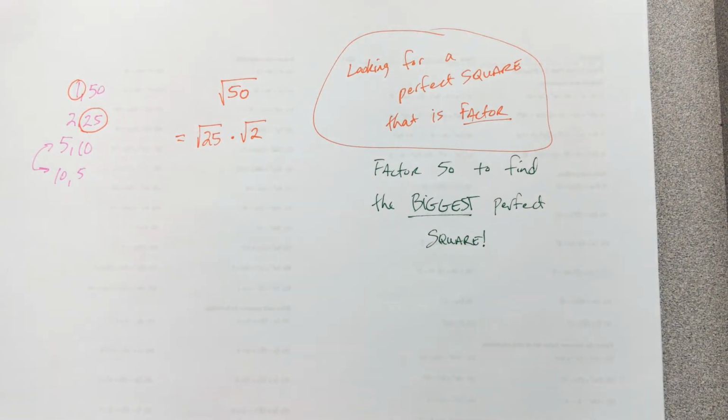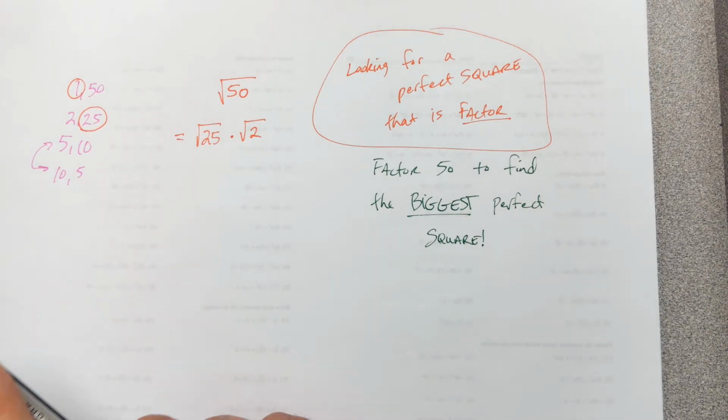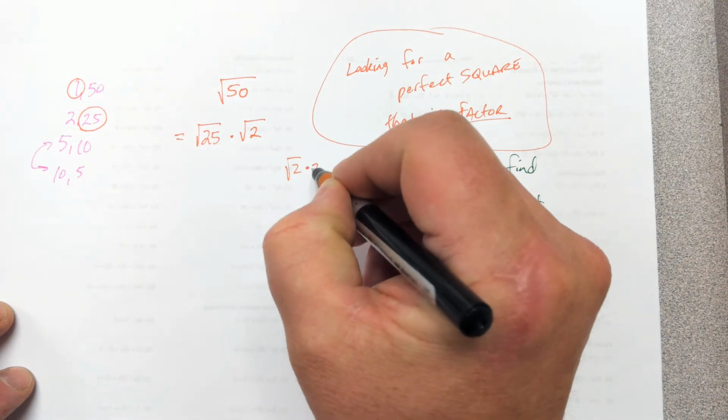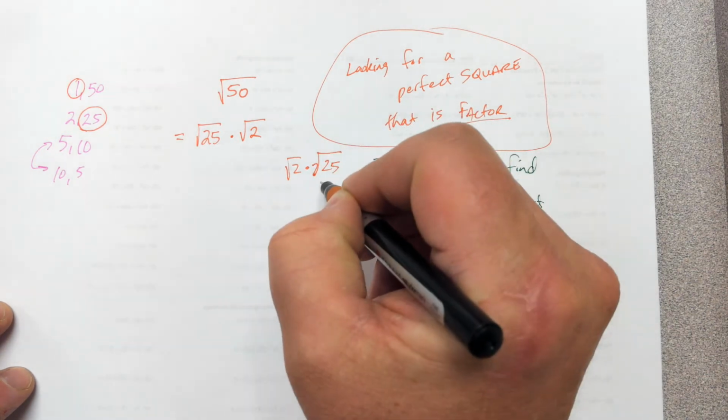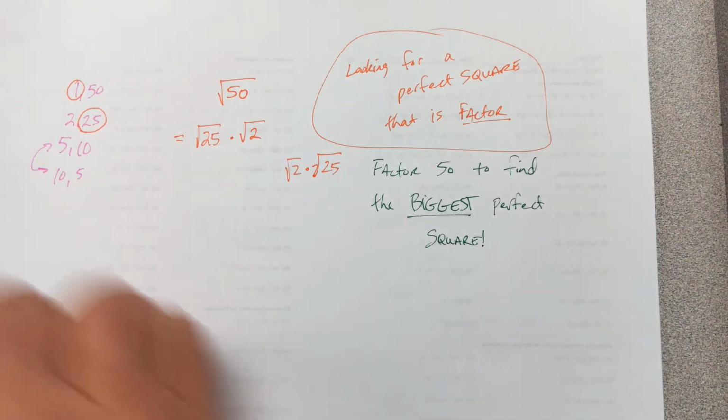Word to the wise, ready? This is a pro tip. Write the perfect square first, then the other one second. Because when you write your final answer, it'll make it a lot easier. It's not wrong if you do it the other way, but you might mess it up. You might get yourself confused. Okay.